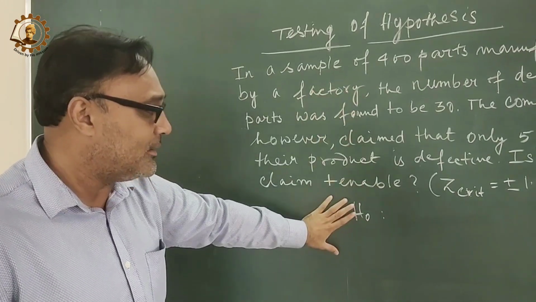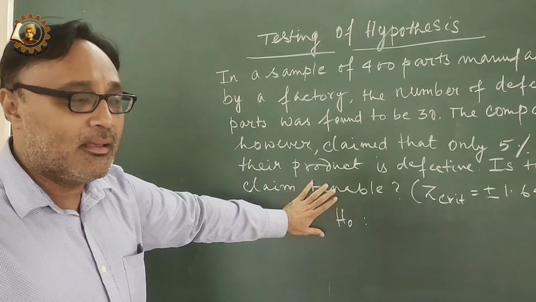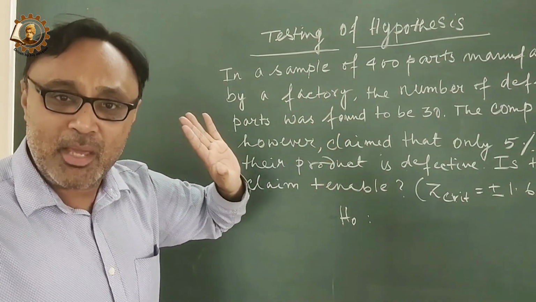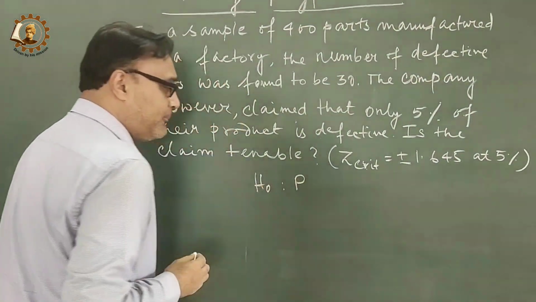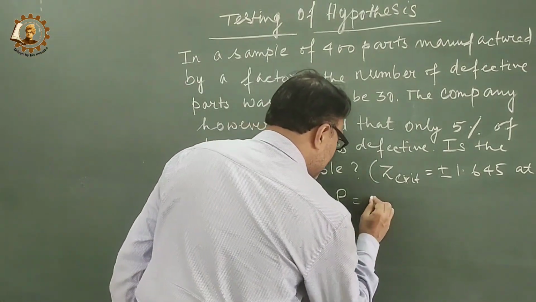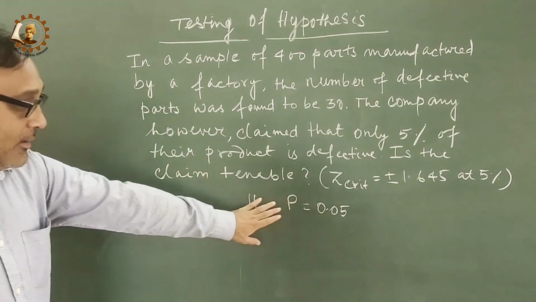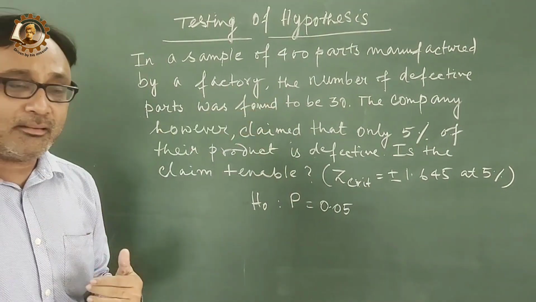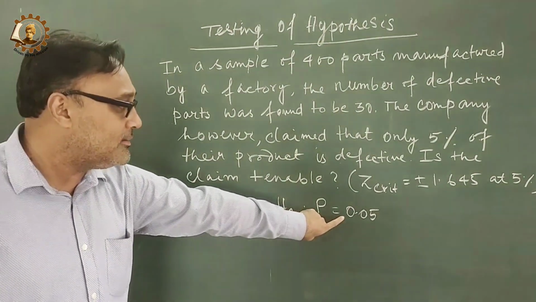So I am writing here the null hypothesis. What is the null hypothesis? It is the basic hypothesis, right? The assumption that the company is claiming. So here we are writing that capital P is nothing but the population proportion, and capital P is equal to 0.05. So what is the meaning? The meaning is that our assumption is that the population parameter, which is the proportion, here is 0.05.